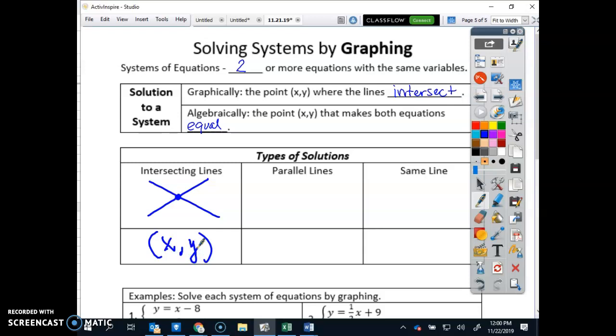But if the two lines end up being parallel, parallel lines are never going to cross, so that means they're never going to have a solution. The solution is where they cross, but if they never cross, then it has no solution.